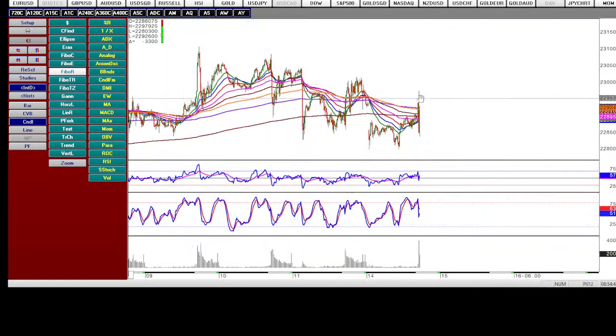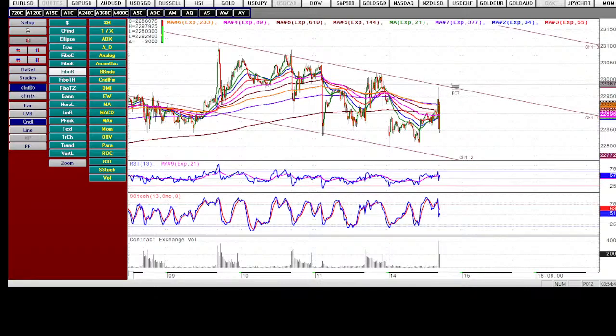Okay, the Nasdaq. Okay, this has shown some weakness, but I think we would prefer to wait. Okay, we wait. We don't want to do anything now.